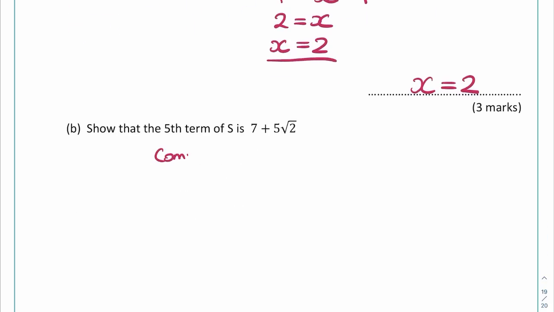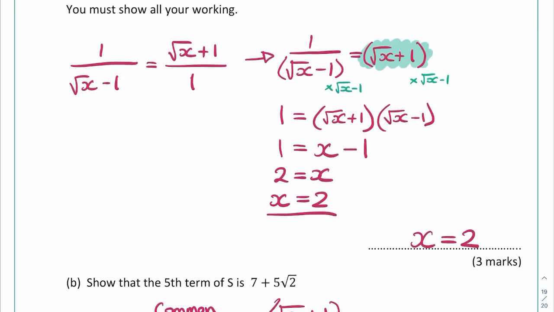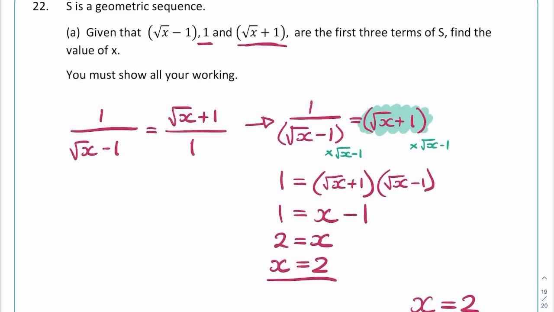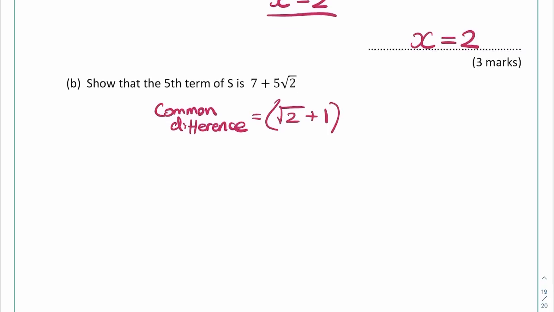So you might want to write down the common difference. There you go, it is root 2 plus 1. And that's what we multiply each term by to get the next one. So the current term that we're on is root 2 plus 1. Okay, so we're just going to have to multiply it by itself. So for the fourth term, it would be the current term, root 2 plus 1, multiplied by the common difference, which is root 2 plus 1.